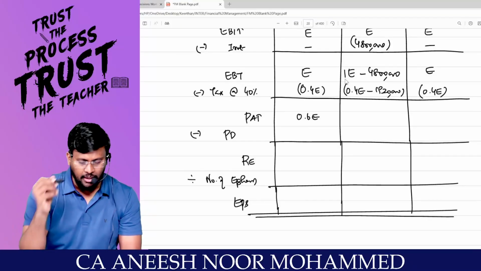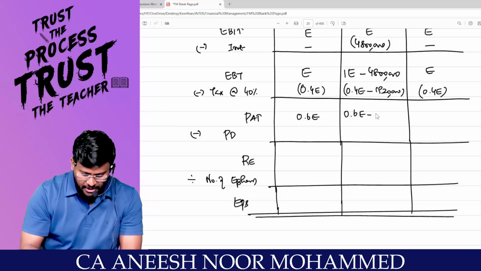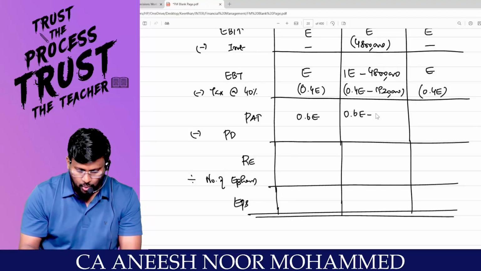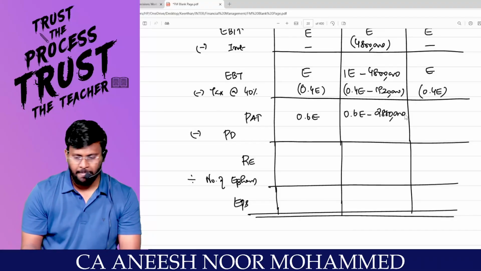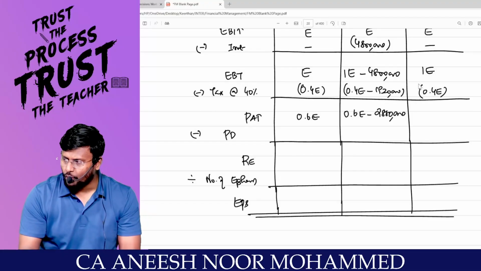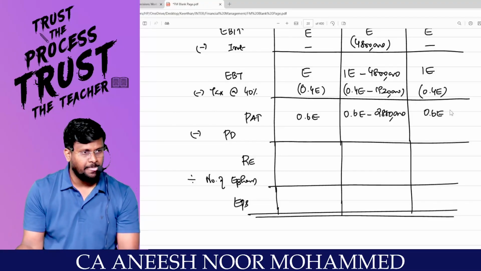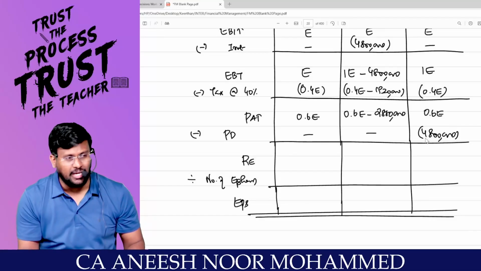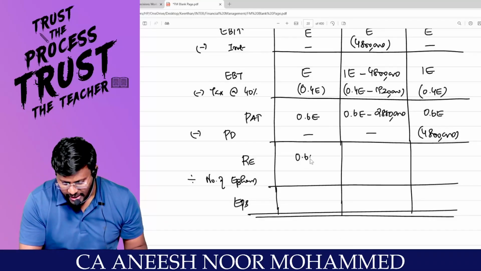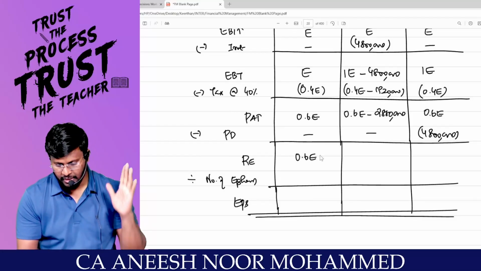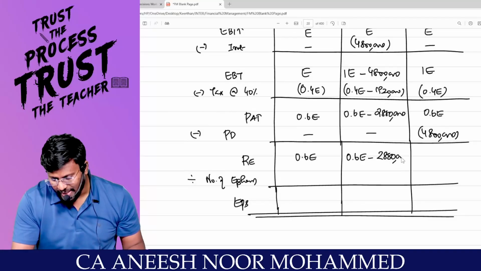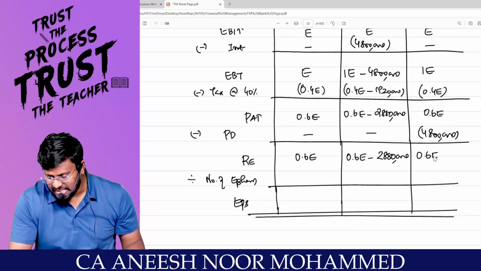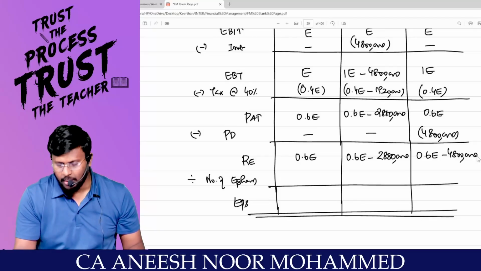Here from 1 EBIT, if I pay 0.4 EBIT, 0.6 EBIT will be with me, minus 48 lakh minus 19 lakh 20,000 comes to 28 lakh 80,000. Comfortable? There is no preference dividend for the first two cases. But you are going to pay a preference dividend of 48 lakhs for the last case. So here 0.6 EBIT will be the residual earnings. Here 0.6 EBIT minus 28 lakh 80,000 will be the residual earnings. Here 0.6 EBIT minus 48 lakh will be the residual earnings.